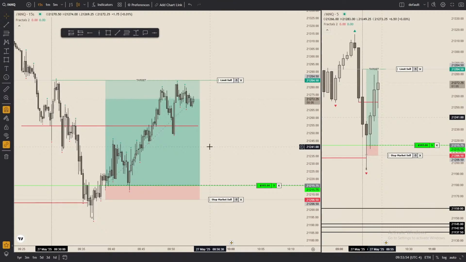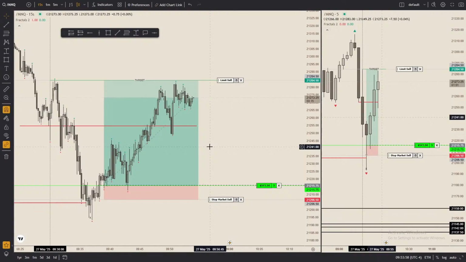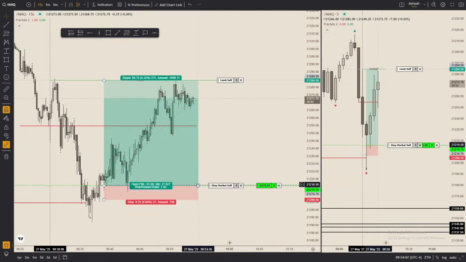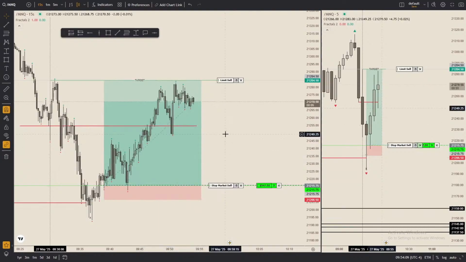So that's it. Right now, we're just waiting. At this point, I am going to have it at break even because if it comes all the way back down, it's obviously not going to go to the high, especially since we've gotten so close to it.